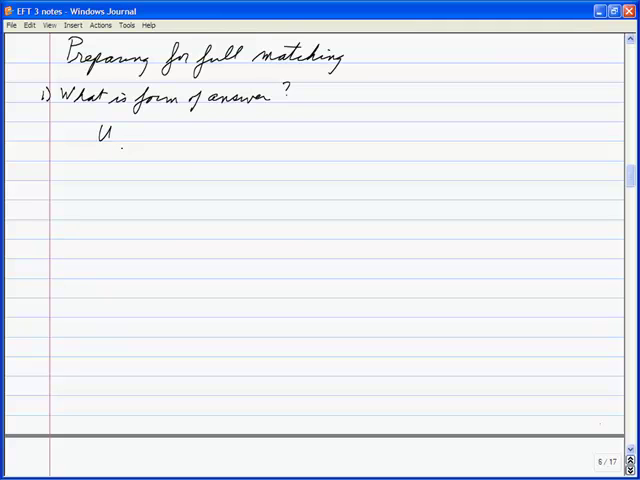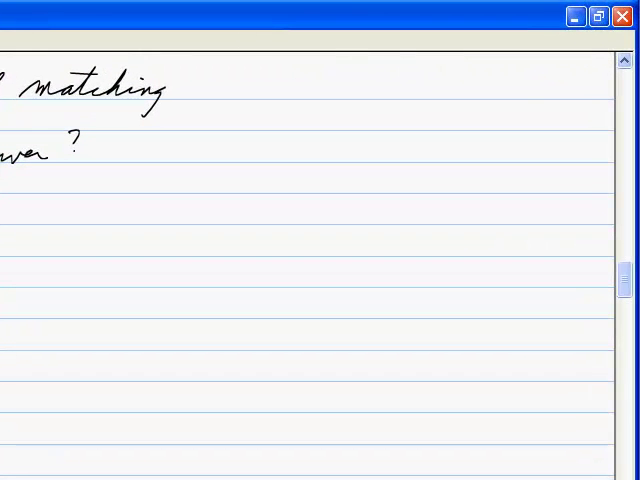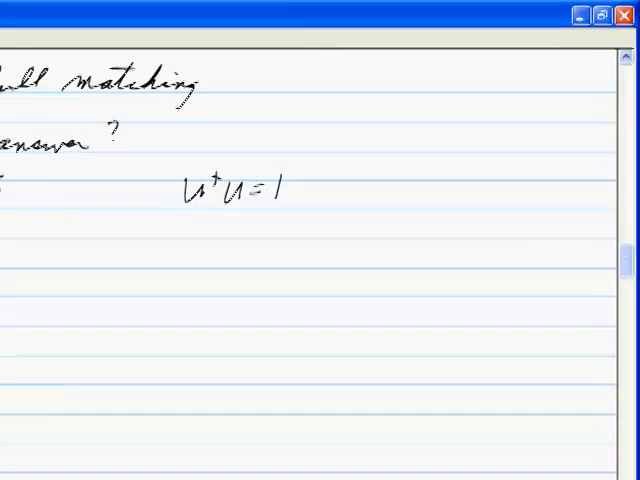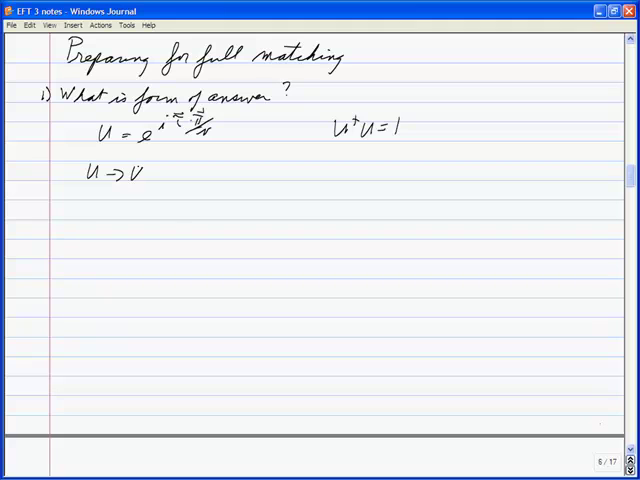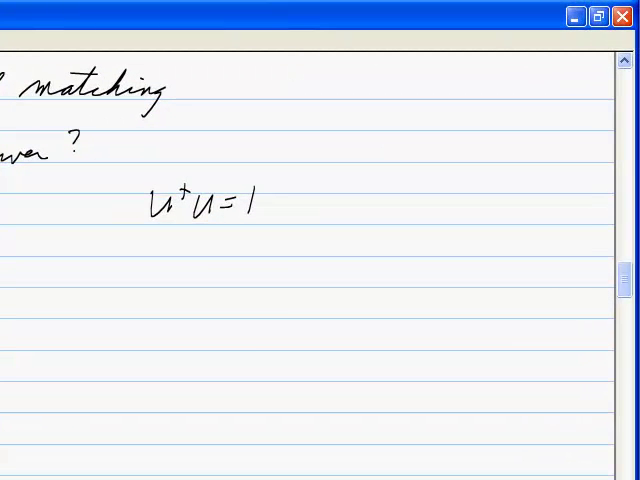The only things we had were U, which was e to the i tau dot pi over v. And so the answer has to be expressed in terms of that. It satisfies U dagger U is equal to 1. But otherwise we're pretty much free to play with it. We want to keep the symmetry U goes to L U R dagger, because that was the symmetry of the theory.